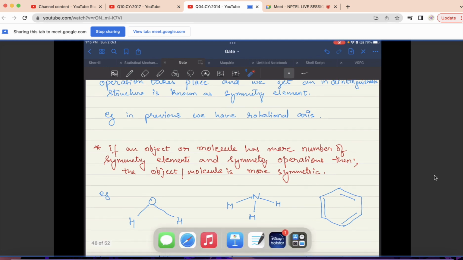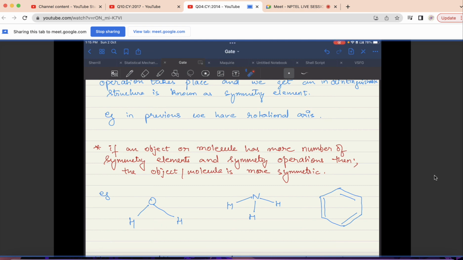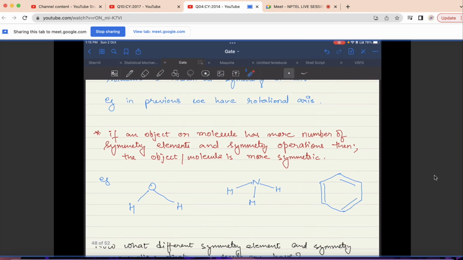Okay, so among H2O, ammonia and the benzene molecule, you will find that the number of symmetry operations and elements is maximum in benzene. You can do this by yourself, it's easy. So the number of symmetry operations and elements is maximum in the benzene molecule, and hence benzene is more symmetric in comparison to the ammonia and water molecules.